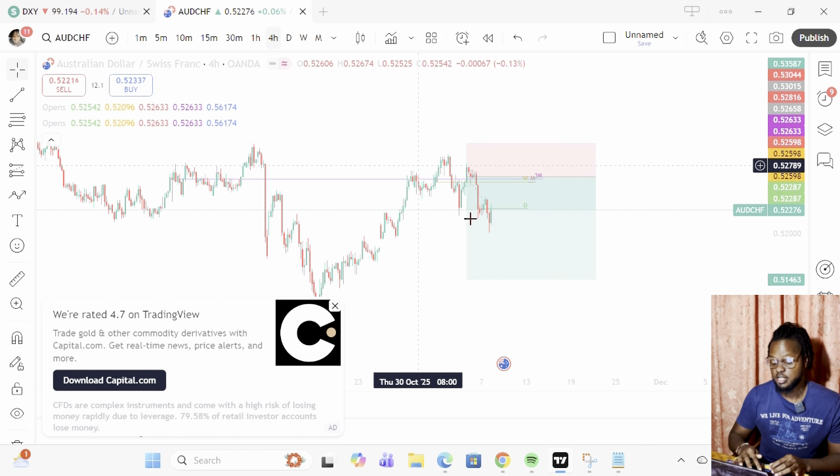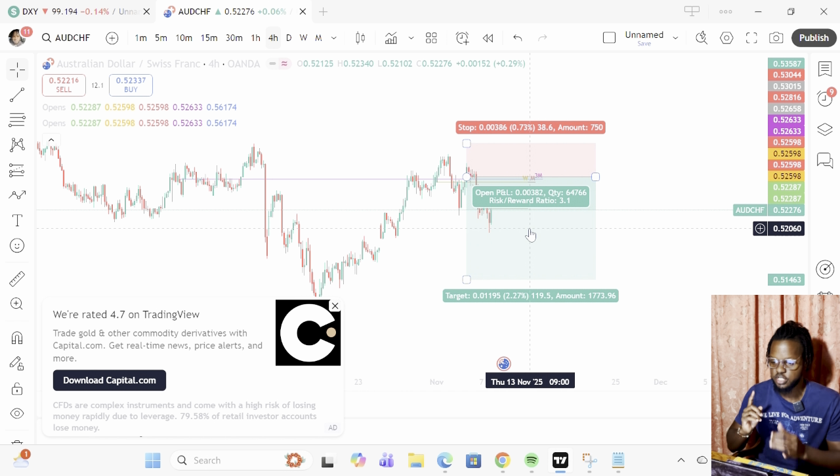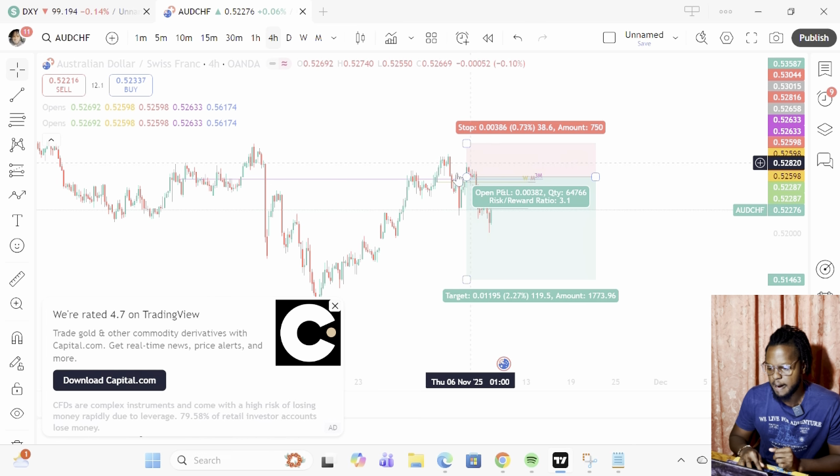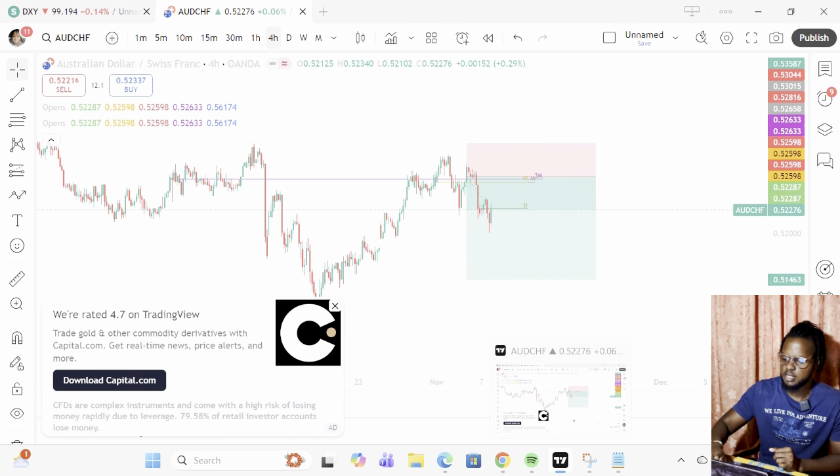I didn't take this position because I was already in G Swiss and N Swiss, and I'm not comfortable being in three XXX Swiss franc pairs because that's not a good way to risk. But this was a good idea that I had, and it makes sense to just continue lower, I think.